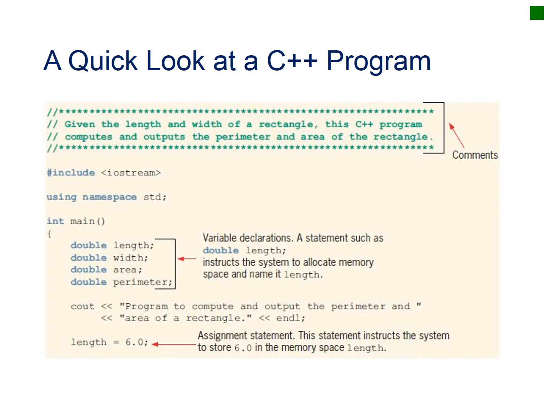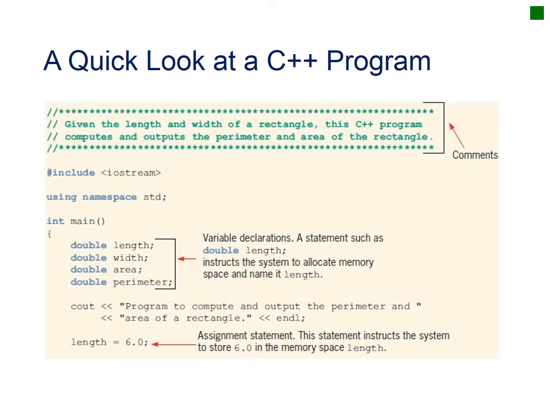Let's look at a simple program to compute and output the perimeter and area of a triangle. At the top, we see our comment section. It is very important as a programmer to always comment your code, not only so you will remember what you wrote, but also to allow programmers that come behind you to be able to understand your code.